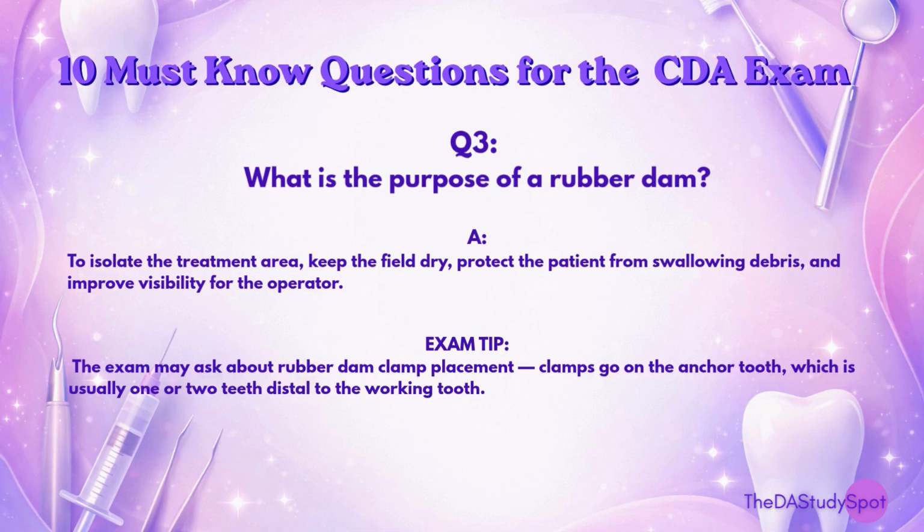The exam may ask about rubber dam clamp placement. Clamps go on the anchor tooth, which is usually 1 or 2 teeth distal to the working tooth.